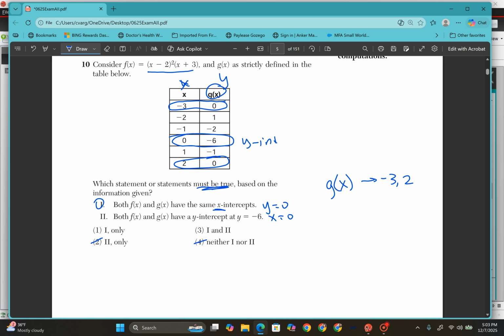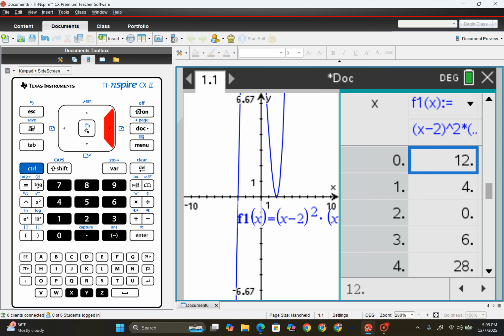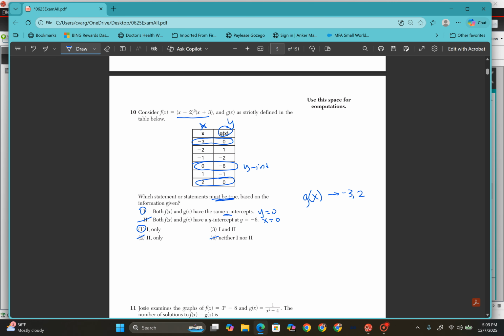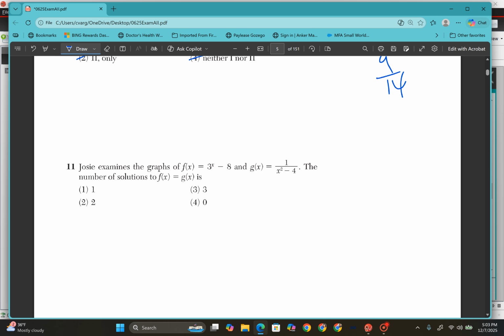Let's check our calculator to see, across from 0, do you see -6 there? I don't. I see 12. Okay, so we know that this is not true. That means that only 1 is true. Okay. Cool. So right now we've done 9 out of 14 questions. We're going to aim for more than 14, but you get the point.